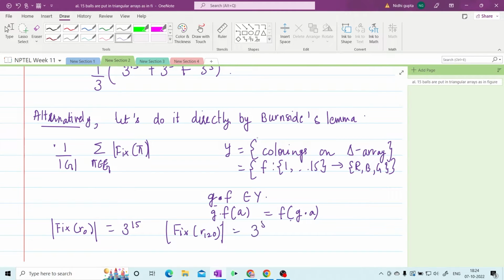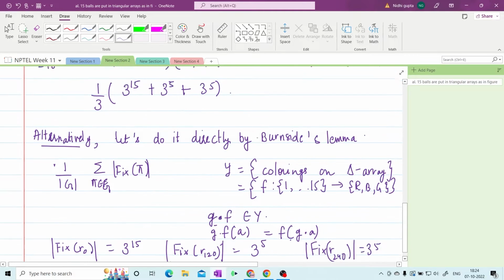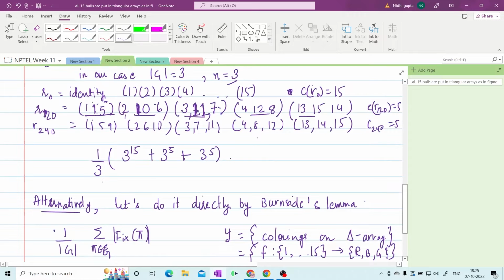So we see that the order of fix R 120 is 3 to the power 5, and the order of fix R 240, with similar logic, will be 3 raised to the power 5. So if we are applying the Burnside lemma also, then we are achieving the same thing as we should.